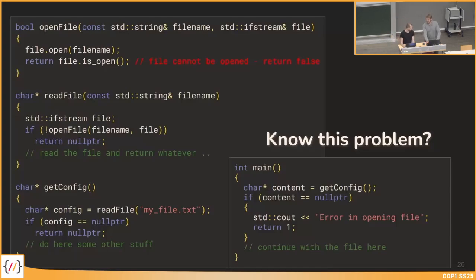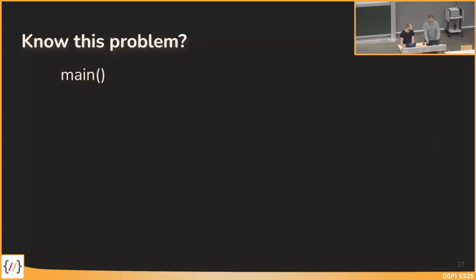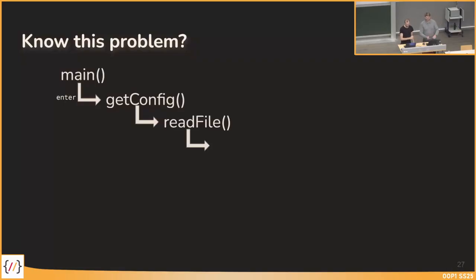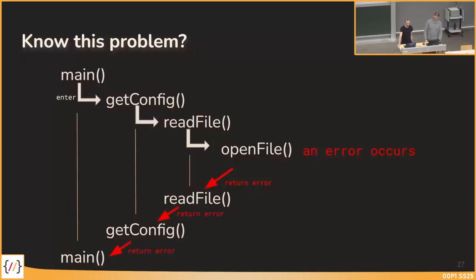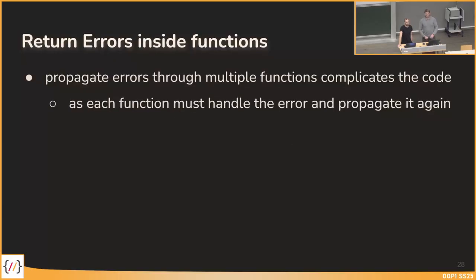So basically, on the next slide, we have a main function that enters the getConfig function, that enters the readFile function, that enters the openFile function. Here is the error. Okay, let's go back to the readFile function. Let's go back to the getConfig function. Let's go back to the main function. Yeah, annoying, as I said.